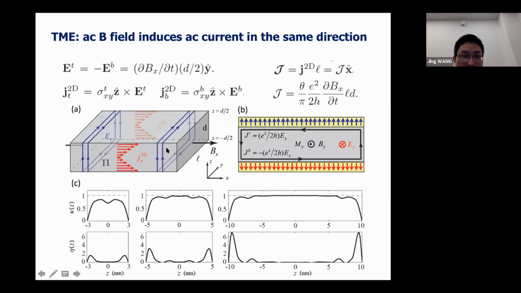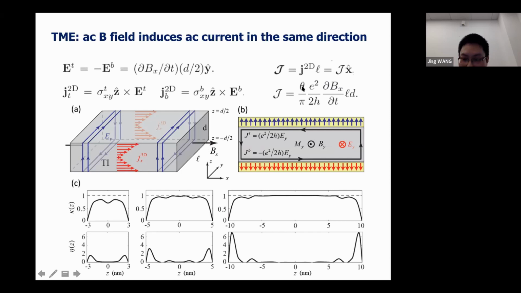One possible proposal is that when you apply an AC B field along the x direction, you get a circulating electric field due to Faraday's law of induction on the top and bottom surfaces, where the top and bottom surfaces have opposite electric fields. In the axion insulating configuration, where the top and bottom surfaces have opposite half-quantized Hall conductance, the top and bottom surfaces then give you Hall currents in the same direction, right? So this Hall current is in the same direction as the external B field. So basically, you apply an AC B field, and then you can measure this same-direction AC induced current, and this induced current will give you the quantization of the theta term, which is basically the topological magnetoelectric effect.